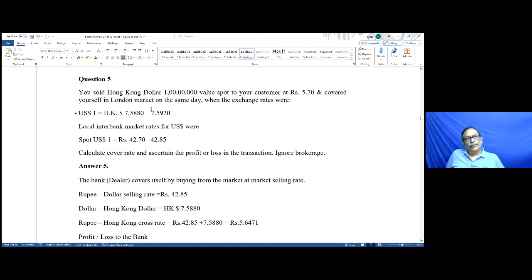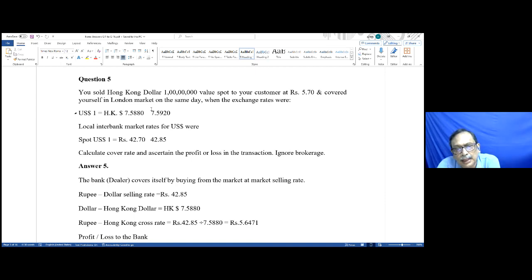You sold Hong Kong dollar value spot to your customer at 5.70 and covered yourself in London market on the same day when the exchange rates were US dollar 1 is equal to Hong Kong dollar 7.5880 and 7.5920.